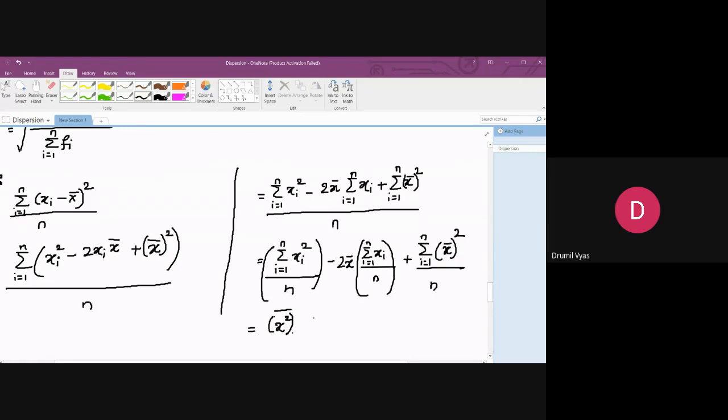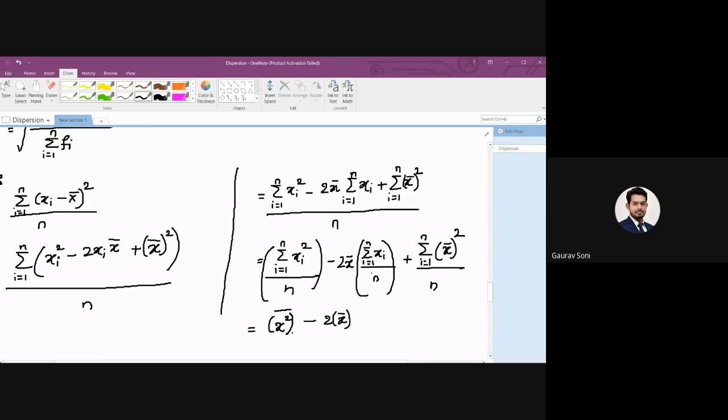I said, can I say that it is the mean of the squares of xi's? Yes. Drumil, can I say that? Yes, sir, because you are taking the mean, right? You are squaring all the xi's and then you are taking the mean. Anyway, what is the second term?